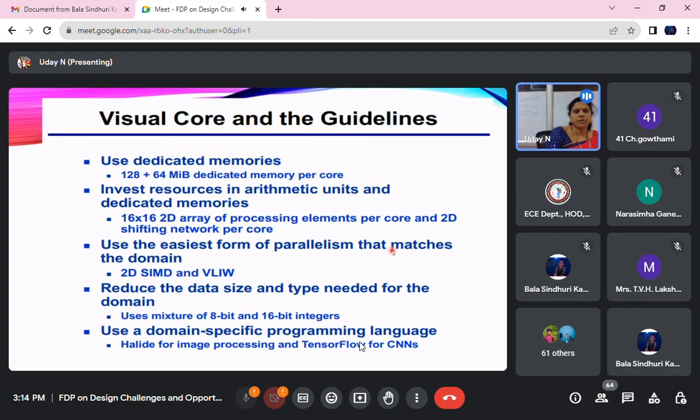So the dedicated memory is 128 plus 64 million bits per core, and it performs with a 16 by 16 two-dimensional array of processing elements, and the parallelism is achieved by two-dimensional SIMD and very large instruction word. And the data size is reduced by using a combination of 8-bit and 16-bit integers, and it specifically uses Halide for image processing and TensorFlow for CNNs.